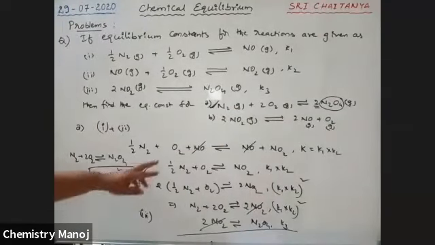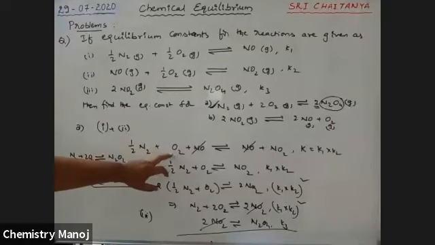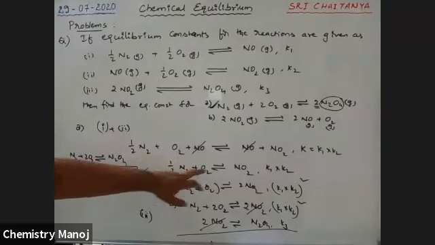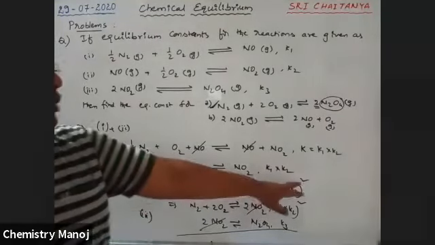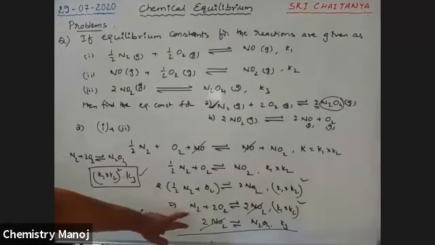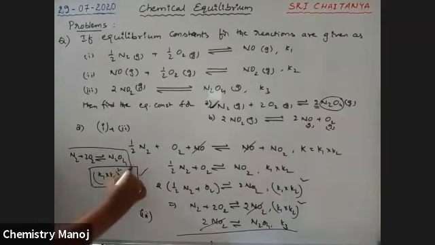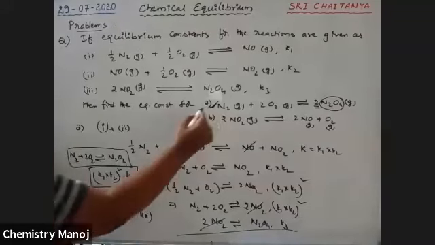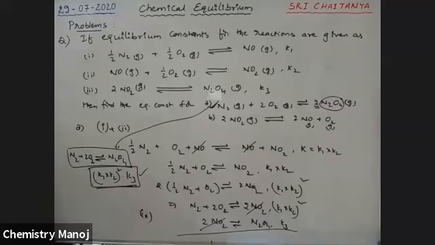So first I used the addition of equations 1 and 2, which gives K1 into K2. Then I multiplied this equation by 2, which is why there is a power. After that I added the third equation, and finally we get our required equation. So K is K1 into K2 whole square into K3.